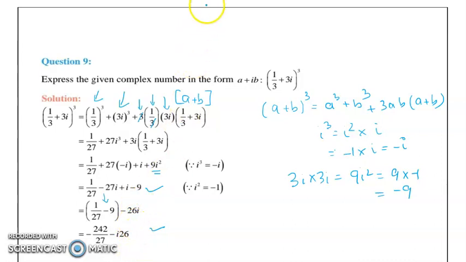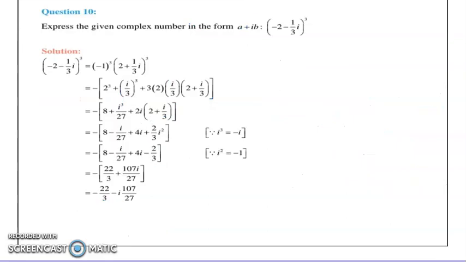Okay, so we know, students, any complex number is always in the form of a + ib. So that is what now we have changed this into the form of a + ib. I hope it is clear, students, nothing difficult. I'll solve one more question. In between, you can complete questions from NCERT, students.